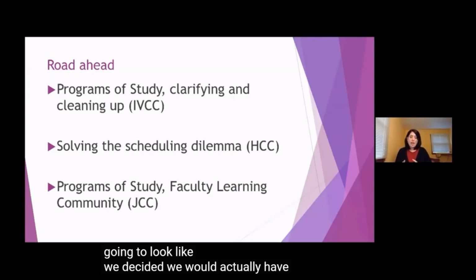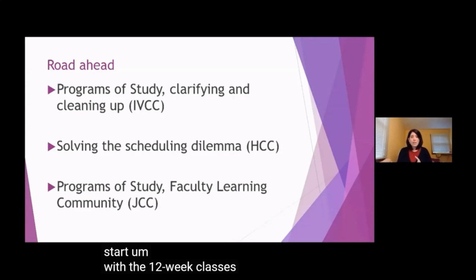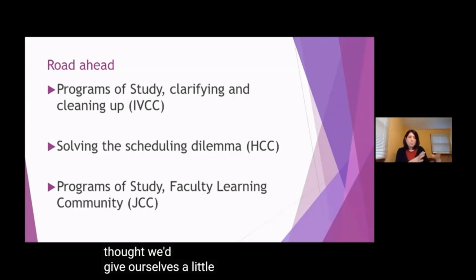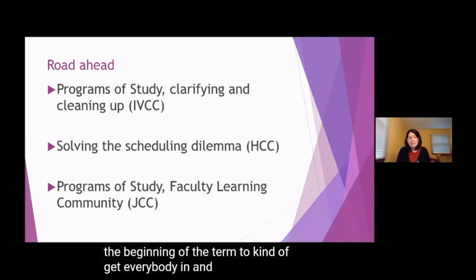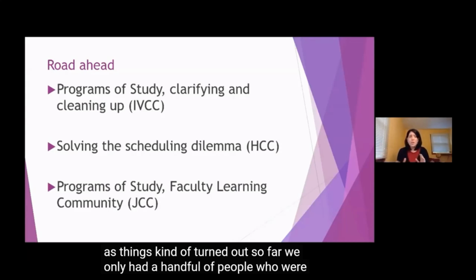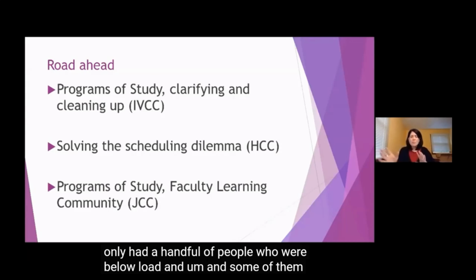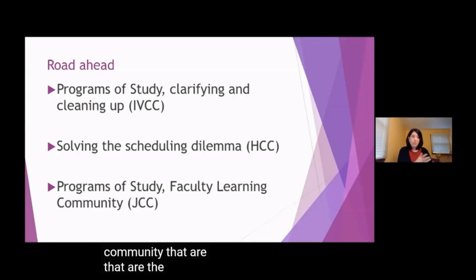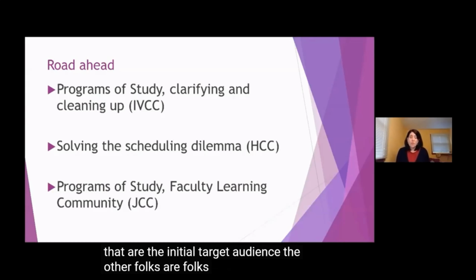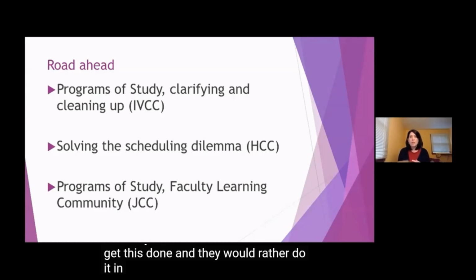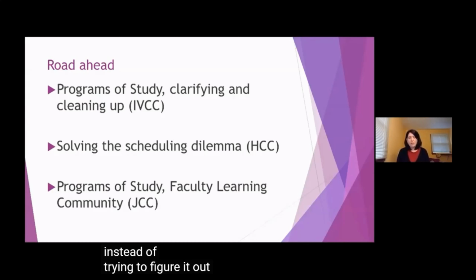We decided we would have it start with the 12-week classes, because that would give us a better sense of who was really going to be at load and be okay, and who was going to need help. So we gave ourselves a little month buffer at the beginning of the term to get everybody settled. As things turned out, we only had a handful of people below load, and some of them decided to do other things, but we have one or two people in this learning community who are the initial target audience. The other folks are CTE faculty and coordinators who realize they need to get this done, and they would rather do it in a supportive community instead of trying to figure it out independently.